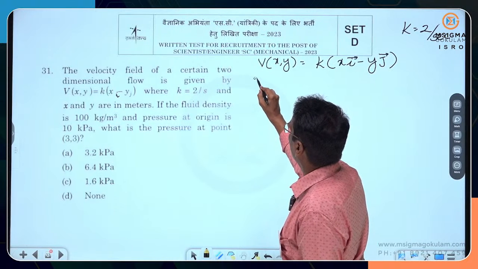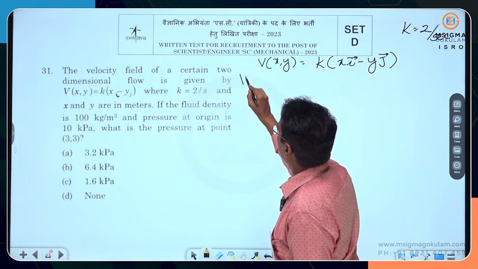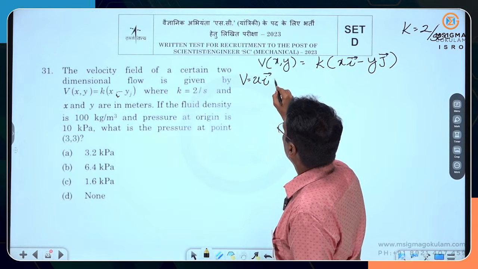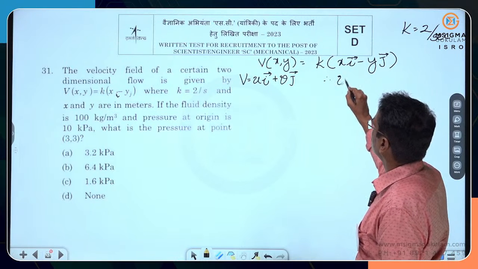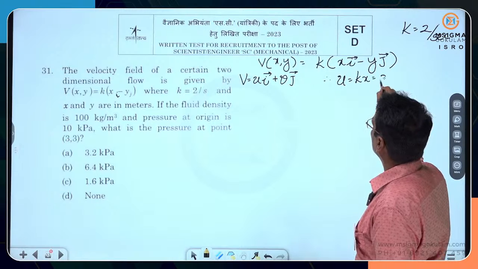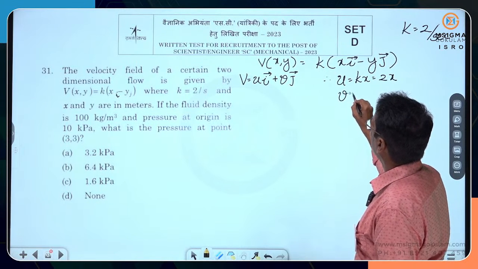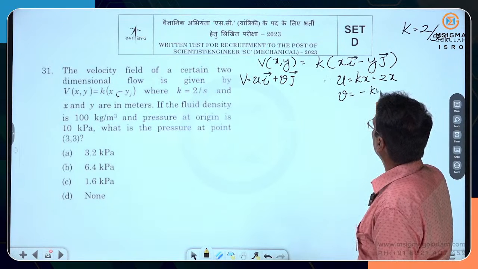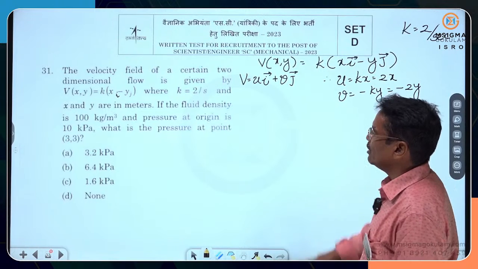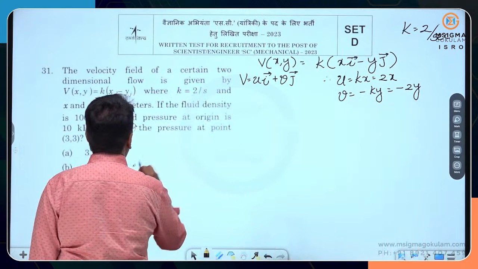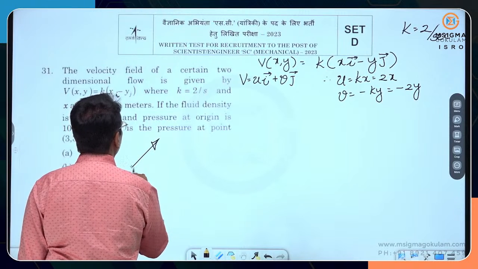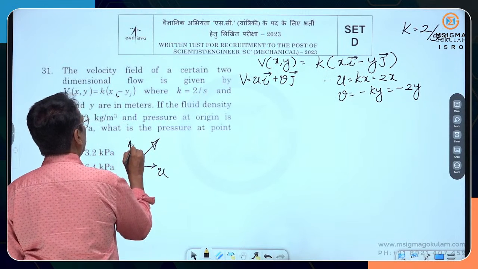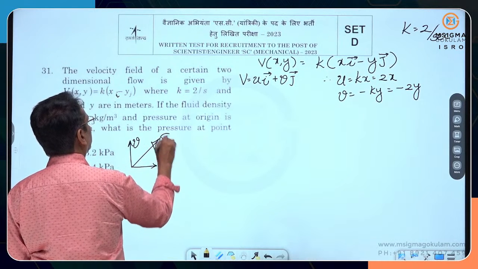Because we know that V is equal to u i bar plus v j bar, u and v are the two velocity components along the x and y directions. Therefore, u is equal to kx, that is 2x, because k is given as 2. v is equal to minus ky, that is minus 2y. You got u and v as the two mutually perpendicular components. This is the velocity field V. Its x direction component is u, y direction component is v. This is the velocity vector V, right?